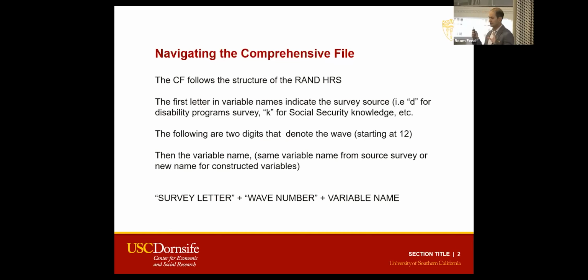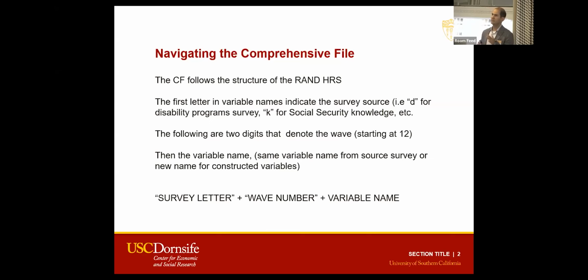Variable names: the comprehensive file is a wide data set, meaning there's only one row per respondent, and the variable names contain the wave information. The variable names are modeled on the RAND HRS structure, which starts with a survey letter. The first letter indicates which survey it comes from, then the wave number, and then the variable name. For example, if it comes from the Knowledge of Social Security survey, it starts with a K, then the wave number.